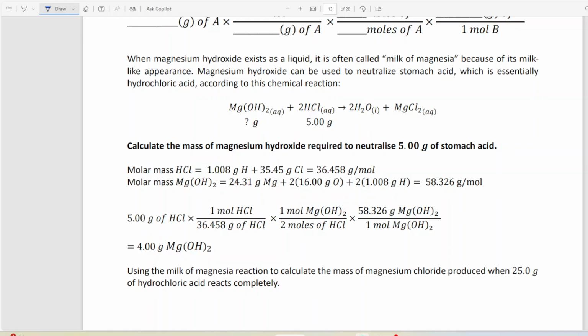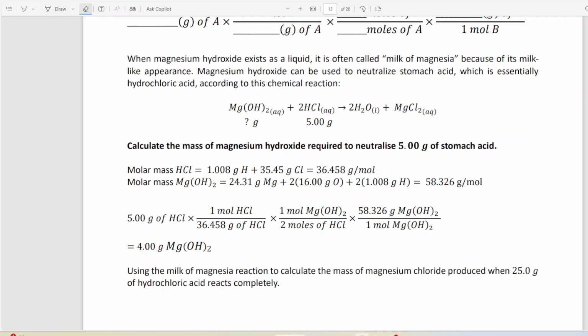So when magnesium hydroxide exists as a liquid, it's often called milk of magnesia because of its milk-like appearance. Magnesium hydroxide can be used to neutralize stomach acid, hydrochloric acid. When those two react, they form water and magnesium chloride. So I've given you this formula. I've given it to you balanced. So 1 magnesium hydroxide plus 2 hydrochloric acids goes to 2 waters and 1 magnesium chloride.